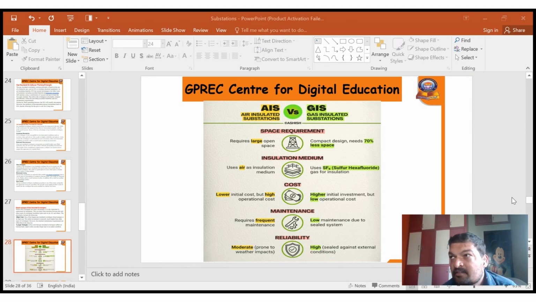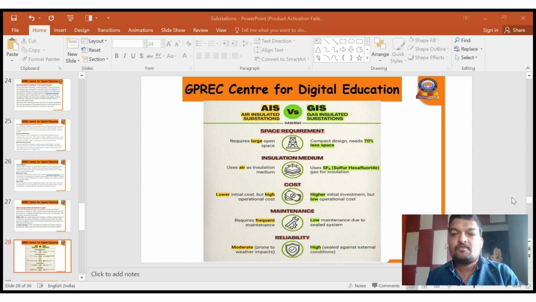Coming to the maintenance, more frequent maintenance is required in air insulated substation as compared to the gas insulated substation. Why? Because air insulated substation is mainly affected by environmental factors like moisture, rain or any atmospheric conditions that affect the operation of air insulated substation.